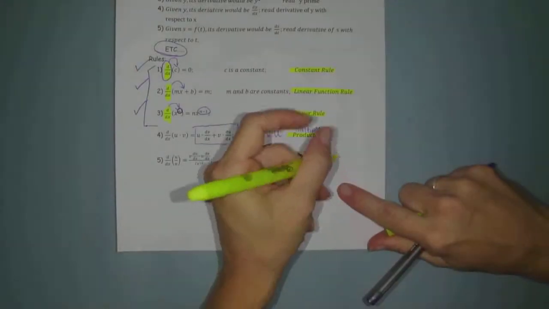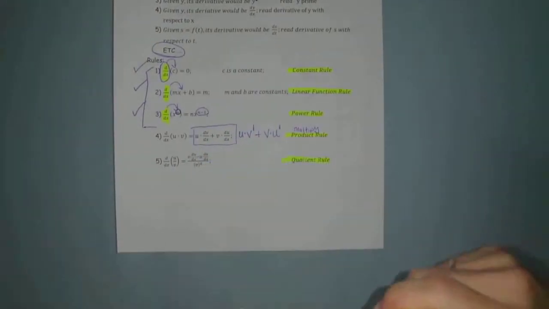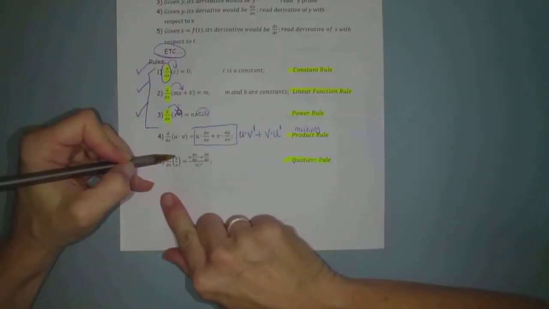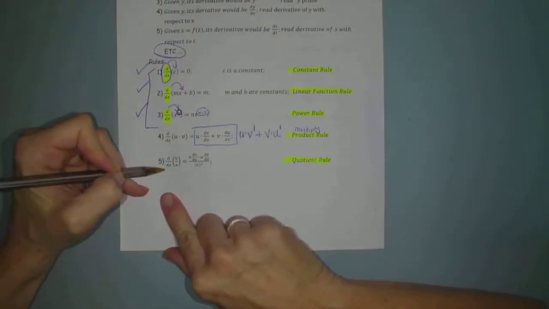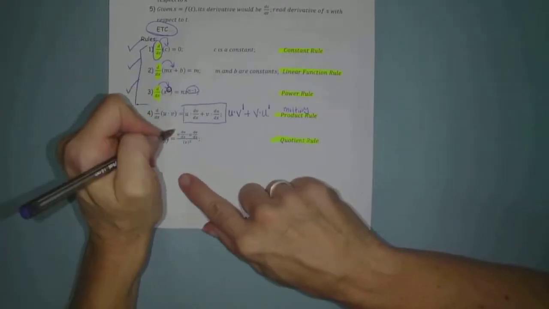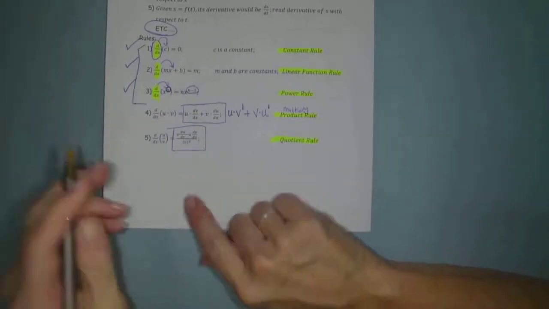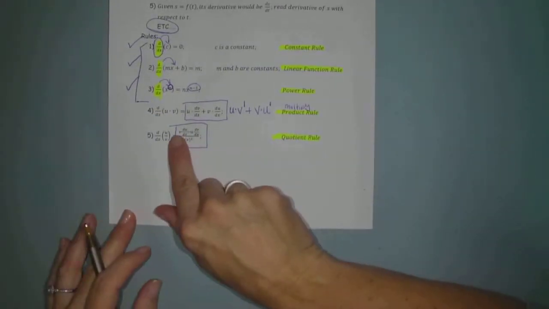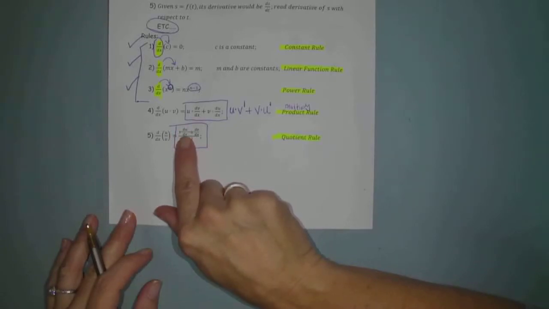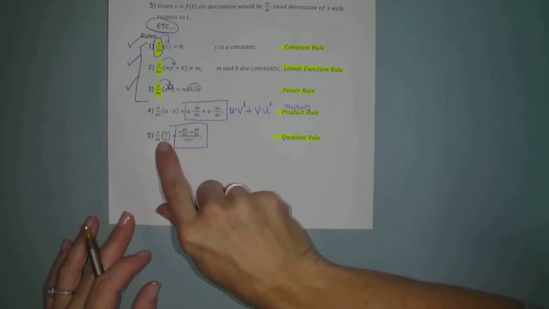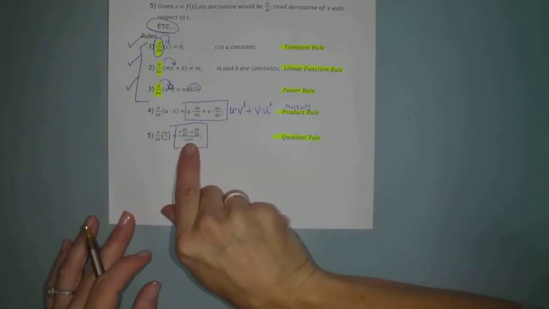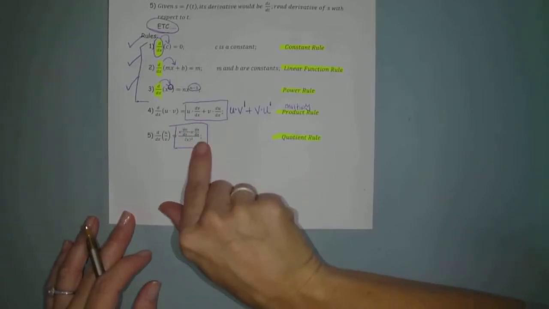The other rule we're studying today is called the quotient rule, and you know you're going to use it when you see a quotient. So you've got the derivative of u divided by v with respect to x, and here's what it says: v times du dx minus u times dv dx all over v squared. That's a lot to remember.